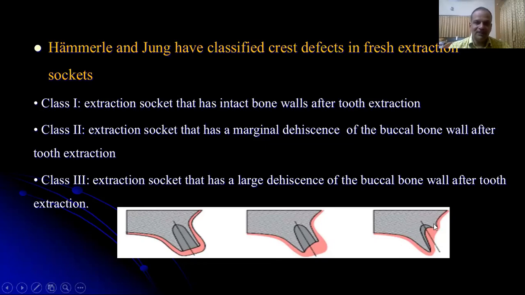And in class 3 defects, when there is a large dehiscence of the buccal wall, after the extraction the socket needs to be grafted, and then the membrane, if required, needs to be placed, and then the soft tissues should be mobilized coronally if required, and the complete soft tissue coverage should be achieved.